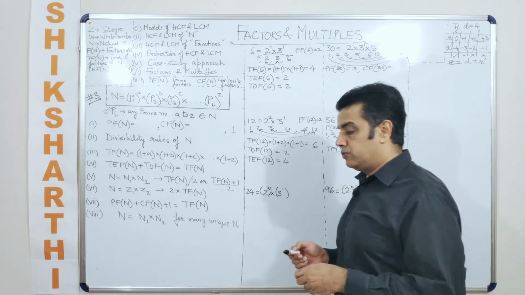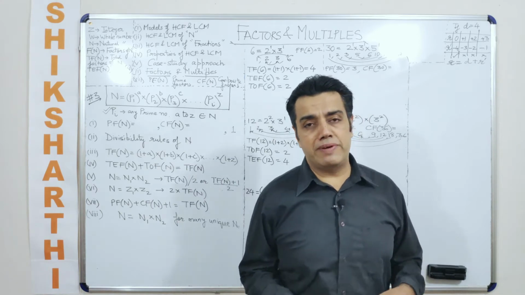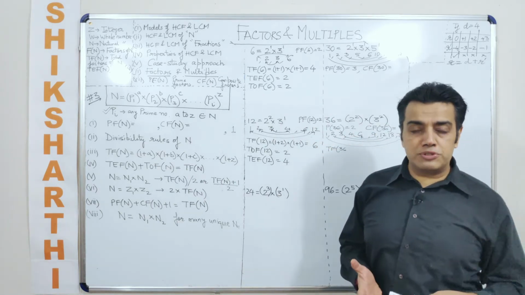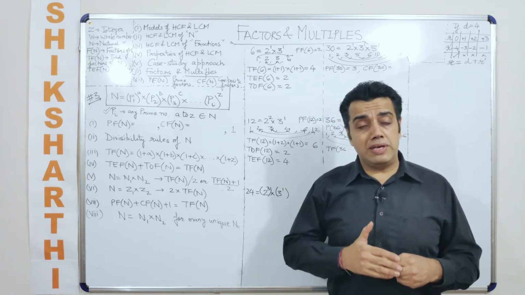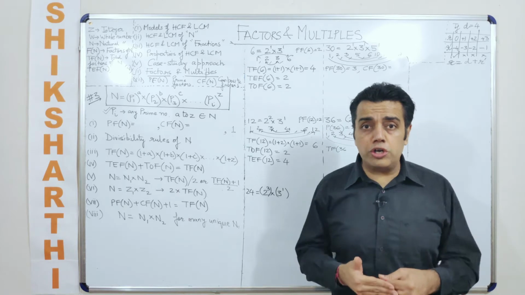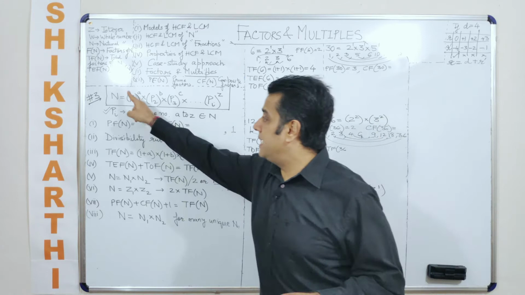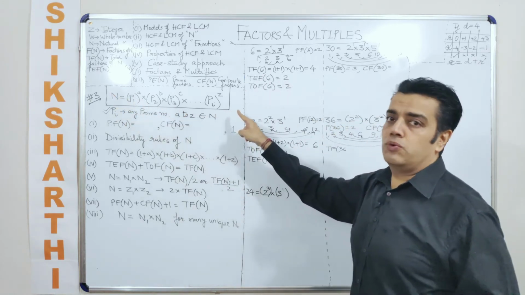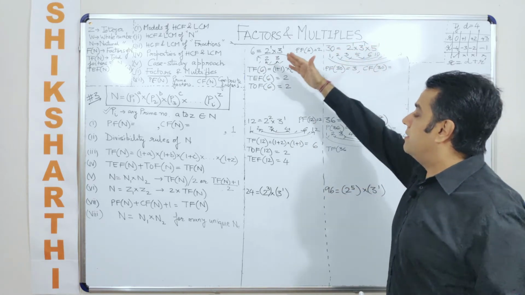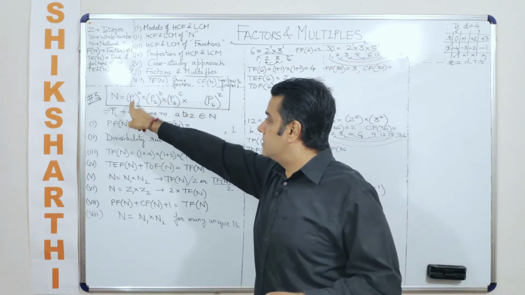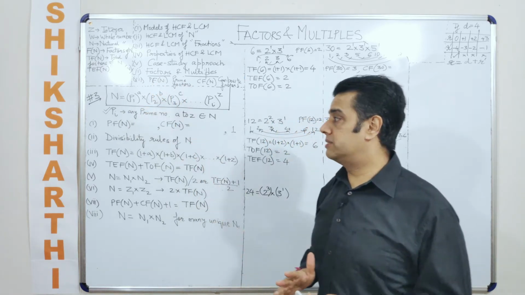So what are you expected to do? Whenever somebody asks you to find the total number of prime factors, the total number of composite factors, the total number of factors of a given number, or the total number of even factors or odd factors of the given number, you are expected to write the given number in this format only. So what I have done here is I have taken 6 different numbers and I have resolved them in this format only. I hope I am clear on this.